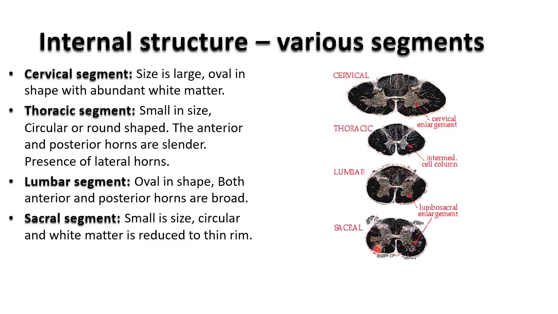So sacral, you are able to see a very thin rim of white matter, because the white matter has been distributed throughout the length from the upper part, and it is only minimal here. So the cervical part is very large because all the white matter which it has collected from the lower part, ascending tracts and the descending tracts, is yet to be distributed to these lower parts. So you have abundant white matter. You are able to see that. Okay, so that is the difference.